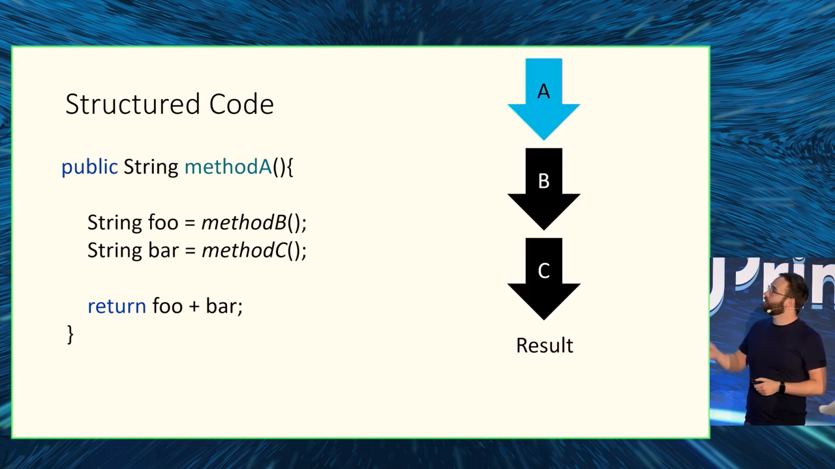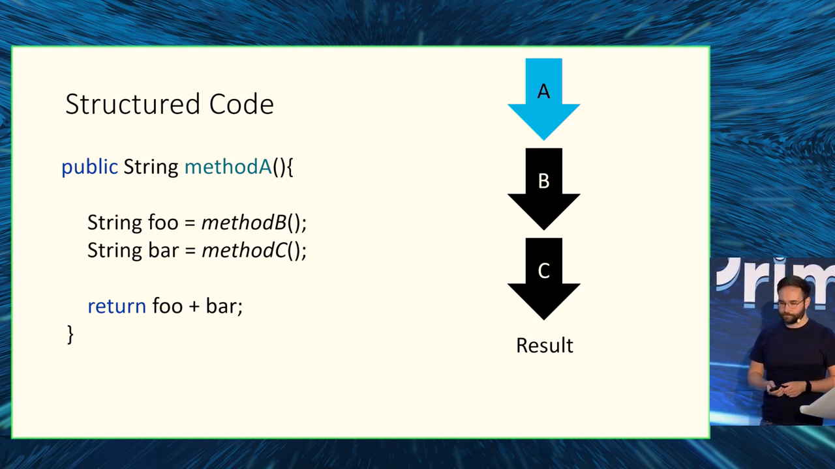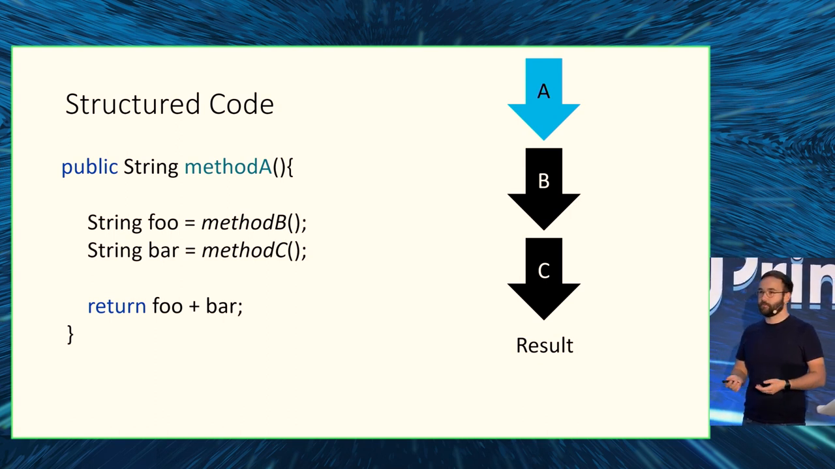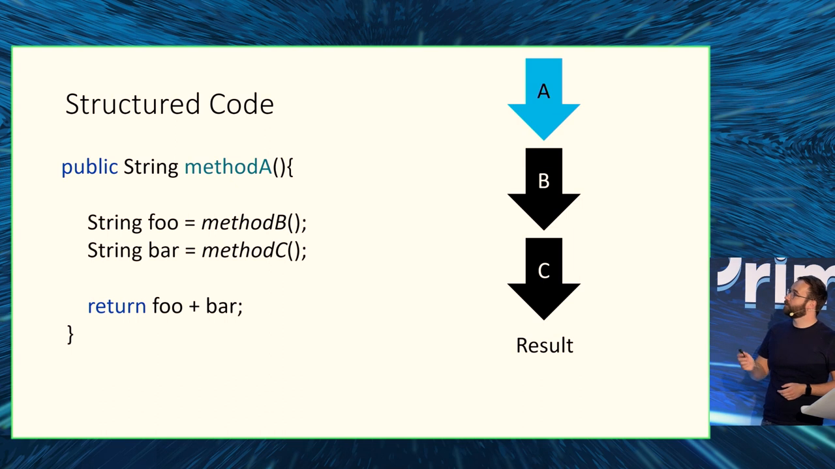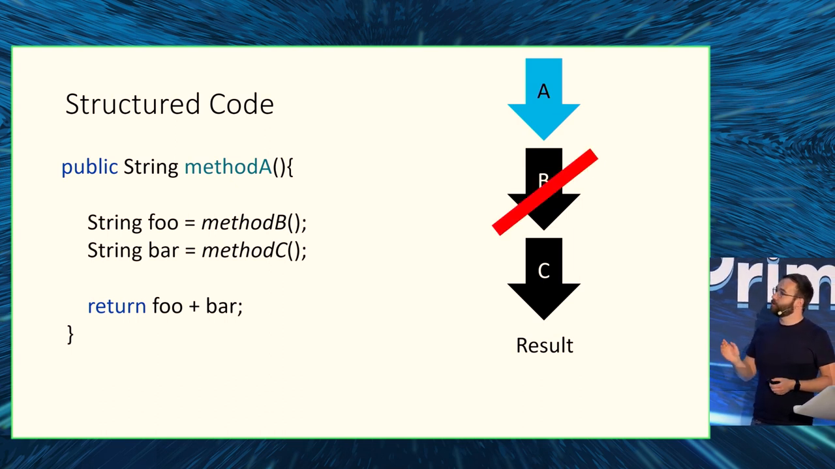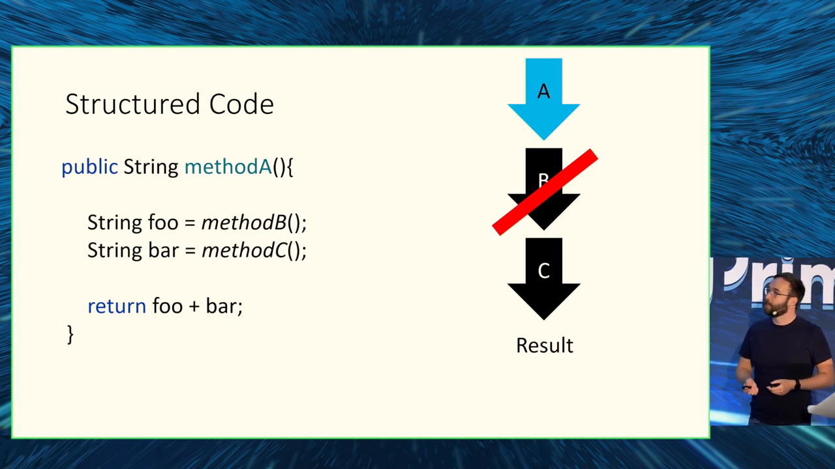And you can put it in some kind of line, where we start with A at the top, then you do method B, then C, and then you will have a result. And this is really nice because this relationship tells you when something happens, when you need to abort, when you don't have to continue anymore. So for example, if method B throws an exception, you know you don't have to call method C anymore. At that point in time, you can just stop.